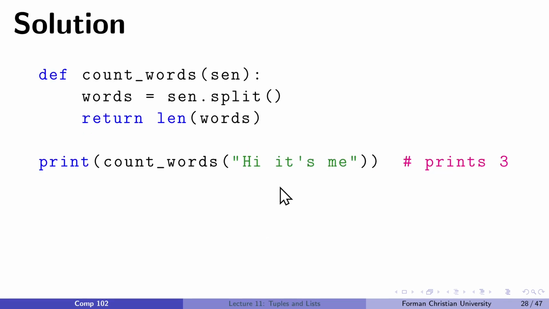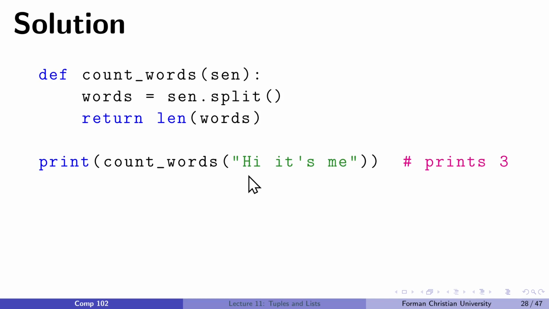Did you get it? words equals sentence dot split. That splits the sentence into multiple individual words, and creates a list out of those words. Since we have a list, we can measure the length, how many items or how many words there are in the list, and then we can simply return its length at that point.